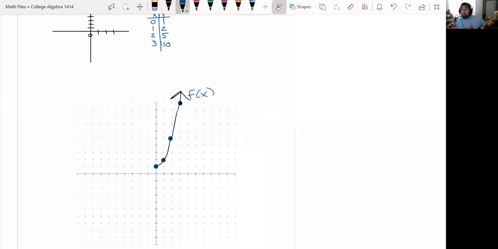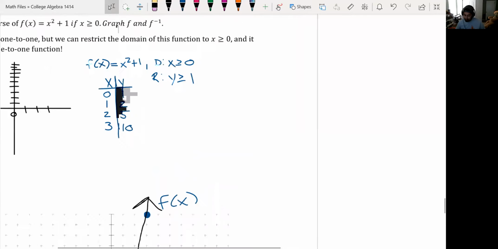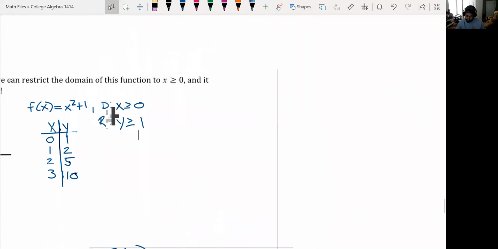Which means that if this function is one-to-one, then it definitely has a what? It has an inverse. Okay. And also based on this graph, we see that my range is y greater than or equal to 1, because we start at 1 and we go to infinity. Okay. Let's find the inverse. We'll go through all the steps again. I can probably fit that right here.